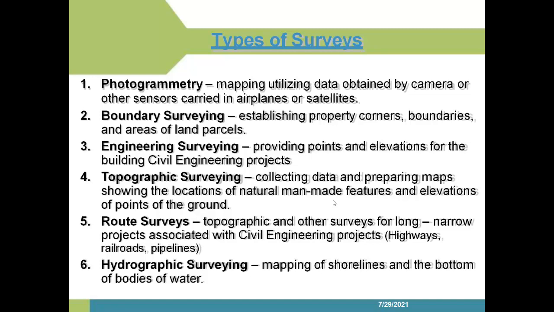Next one is the topographic survey, collecting the data and preparing the map for natural and man-made features like a geology map. We prepare road maps and railway network maps; everything comes under the topographic survey. Next one is route surveying, which covers long narrow projects associated with highways, road lines and pipelines. Everything is considered a route survey.